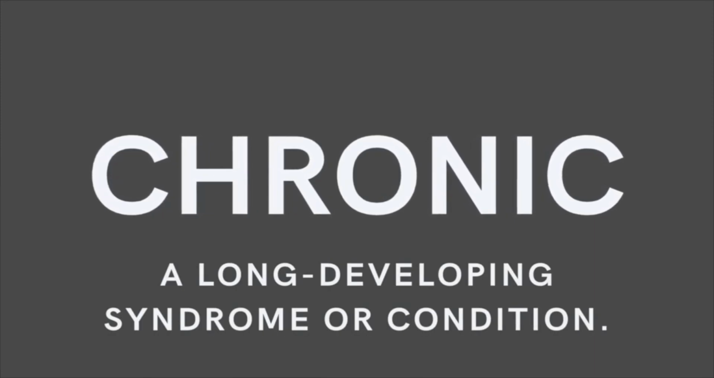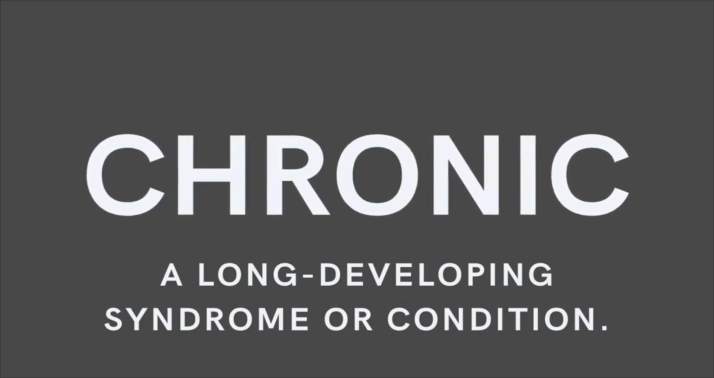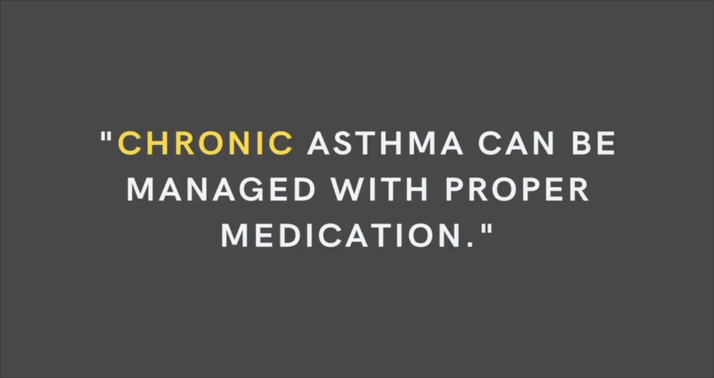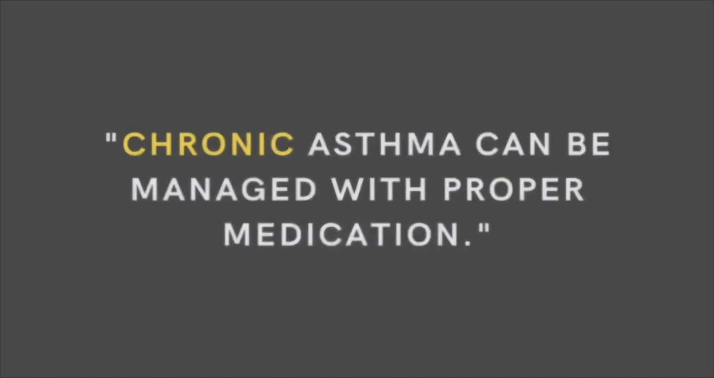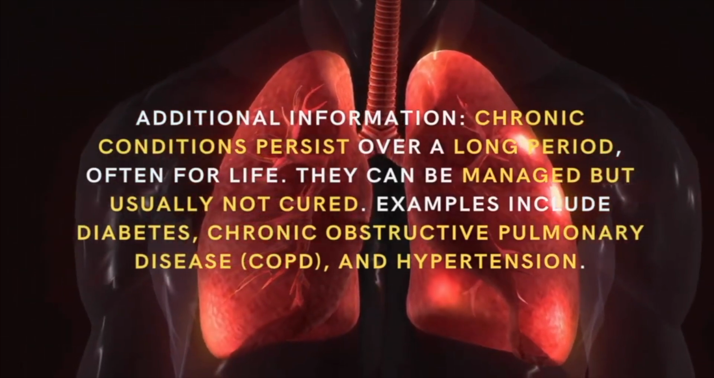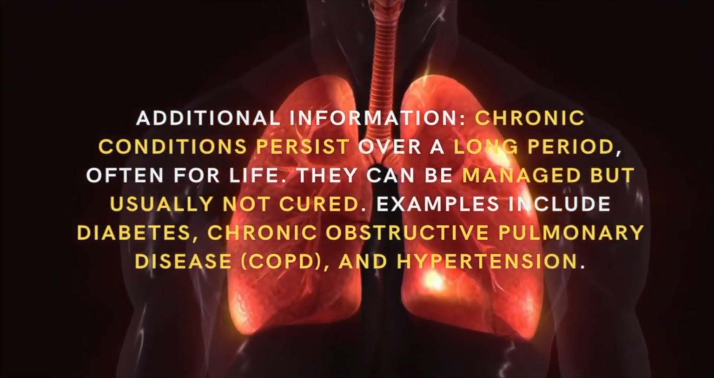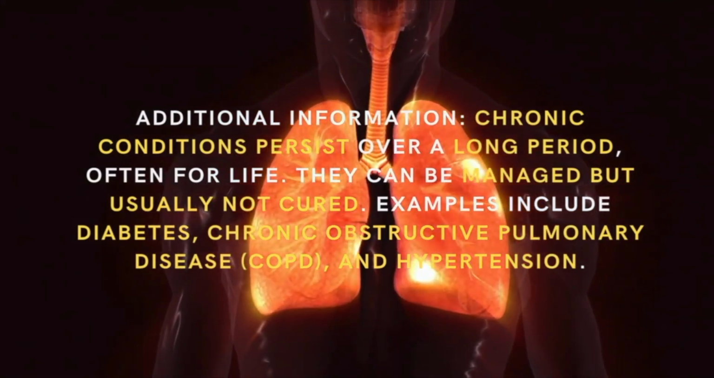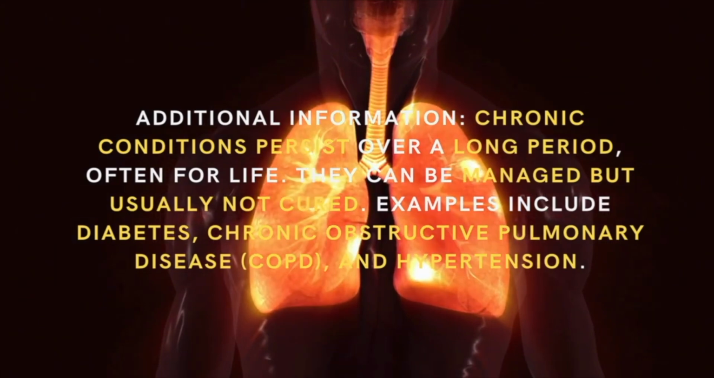Chronic. In a medical context, if something is chronic, it is a long-developing syndrome or condition. Chronic asthma can be managed with proper medication. Chronic conditions persist over a long period, often for life. They can be managed, but usually not cured. Examples include diabetes, chronic obstructive pulmonary disease, and hypertension.